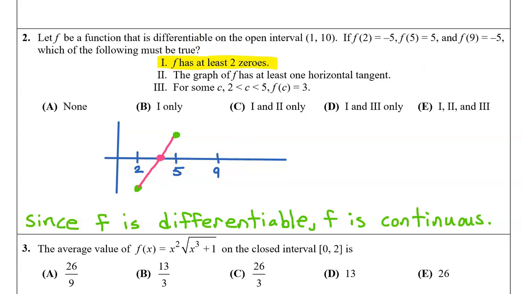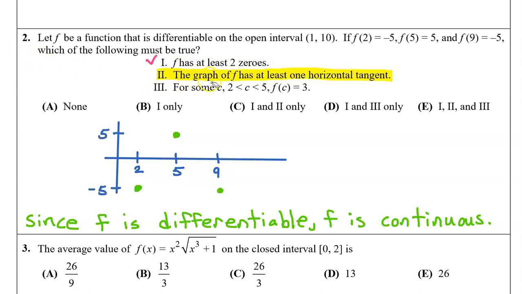Let's go on. So f at 9 is negative 5. So here we have f at 9 will be negative 5. I'll put another dot down here. If f is continuous, then it's going to hit every y value between positive 5 and negative 5 as we travel from 5 to 9. So at some point it's going to hit 0. So the intermediate value theorem guarantees that f will have at least 2 zeros, one between 2 and 5 and another one between 5 and 9.